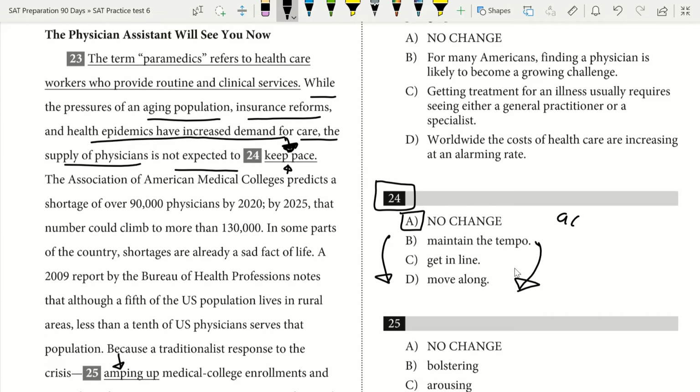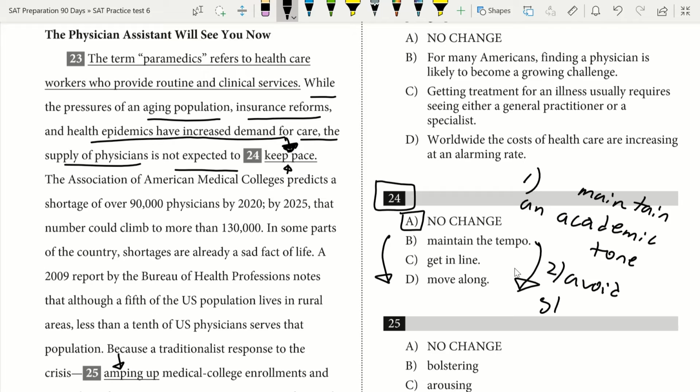I want to maintain my academic tone because on the SAT writing section, most passages, in my opinion, will have an academic tone. You want to maintain that. So you don't want to sound like you're talking to your friend over text. Okay, you want to maintain an academic tone, and then you also want to avoid slang and casual words. Slang and casual words, they are a no-go for the SAT writing section. You do not want to use them.